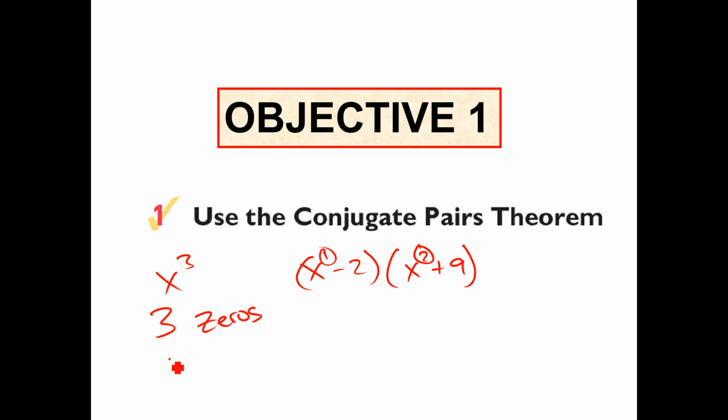One of them is x equals 2, so we have a real zero. But then the other one, if we were to solve for the zeros here, we would say x squared equals negative 9, and we would get x equals plus or minus square root of negative 9. That's an imaginary number. So we end up with imaginary solutions here, and that's what we're going to talk about here in Objective 1.